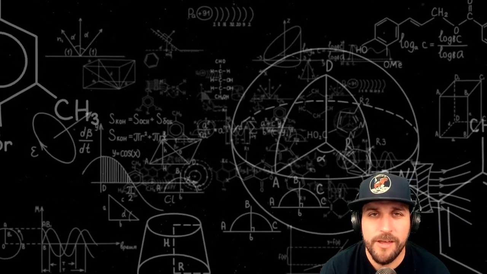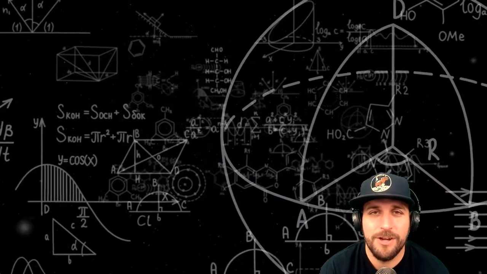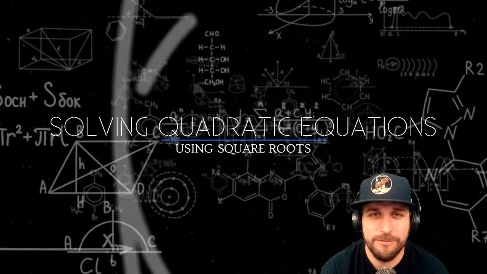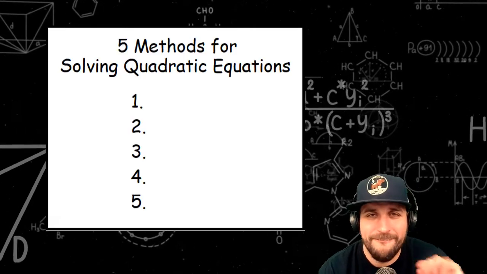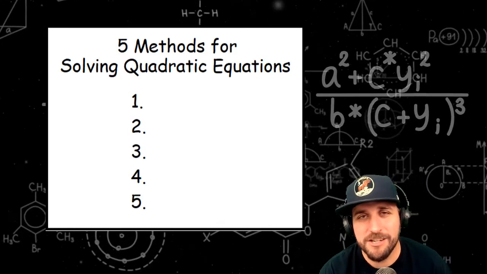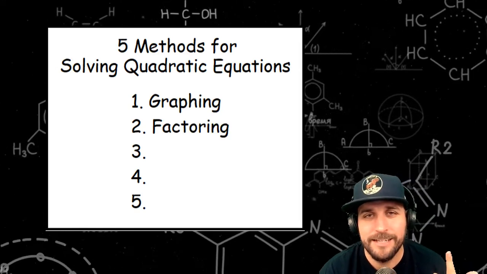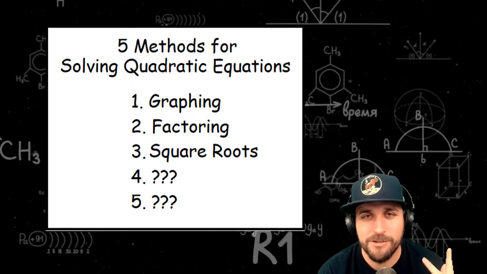Hi everybody, welcome to another episode of Lost in Math. I'm Mr. Wheeler, and today we're talking about how to solve quadratic equations by using square roots. So if you recall, we have 5 methods for solving quadratic equations: graphing, factoring, and today we're learning about square roots, and then 2 others we'll get to later.